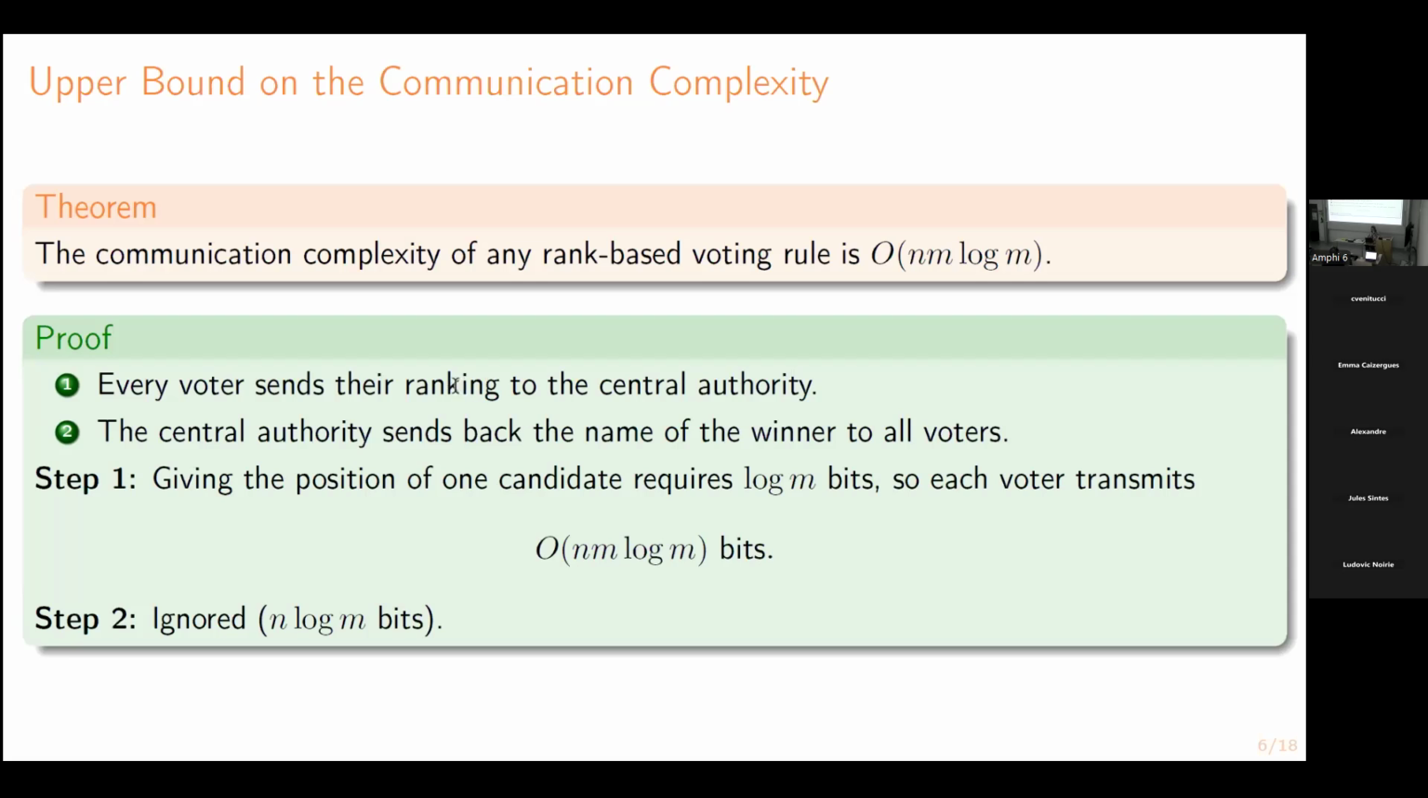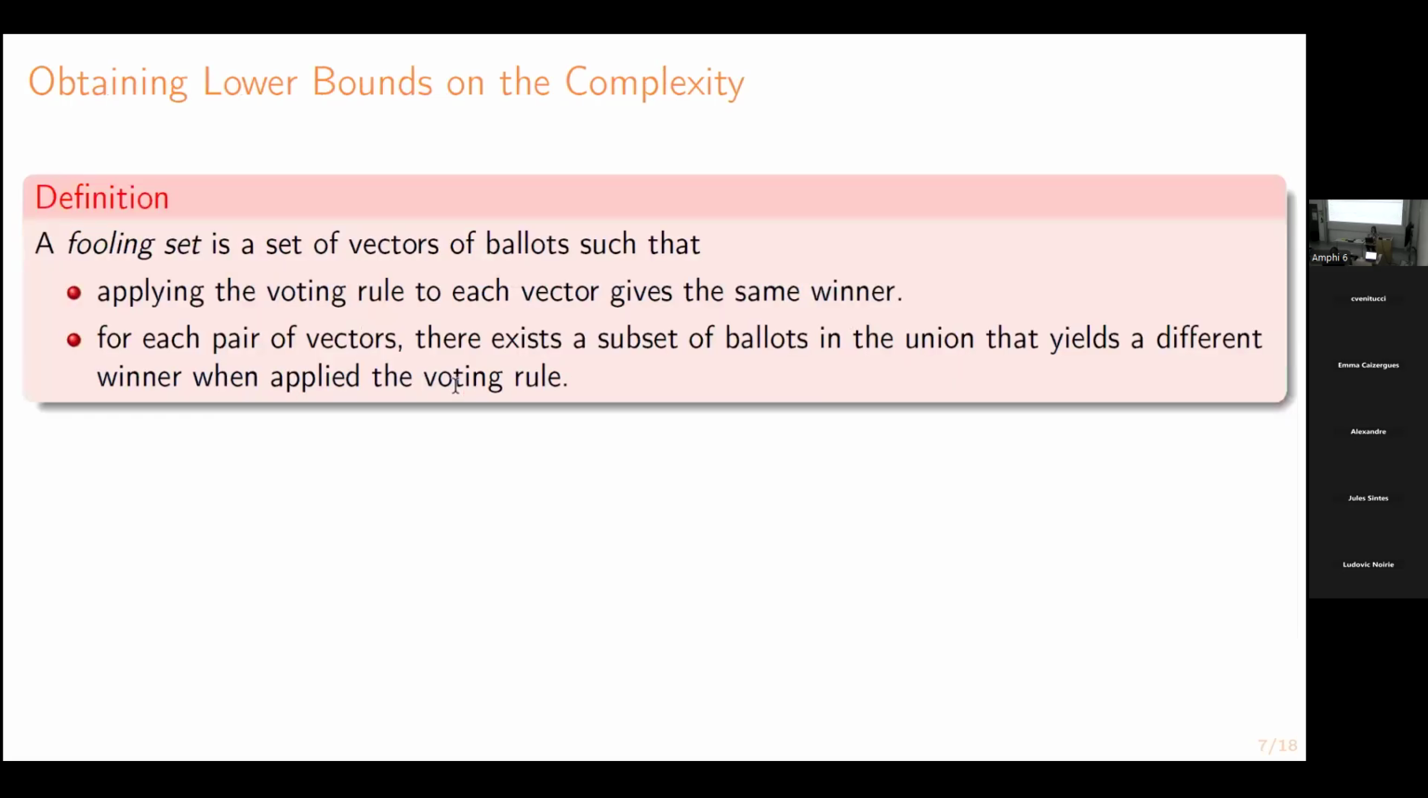Okay, so this is the method to obtain upper bounds, and there is also a method to obtain lower bounds, and this relies on something called a fooling set.